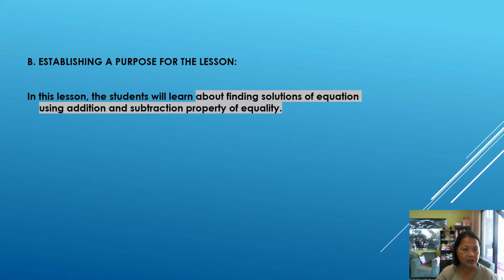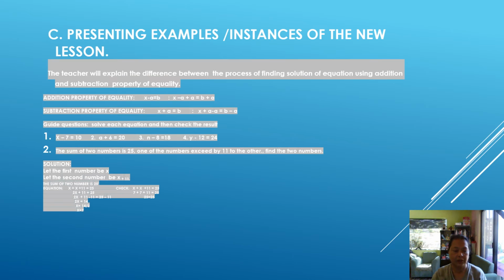Letter B, establishing a purpose for the lesson. The students here will learn about finding solutions of equations using addition and subtraction property of equality. Letter C, presenting examples, instances of the new lesson. Here the teacher will explain the difference between the process of finding solutions of equations using addition and subtraction property of equality.